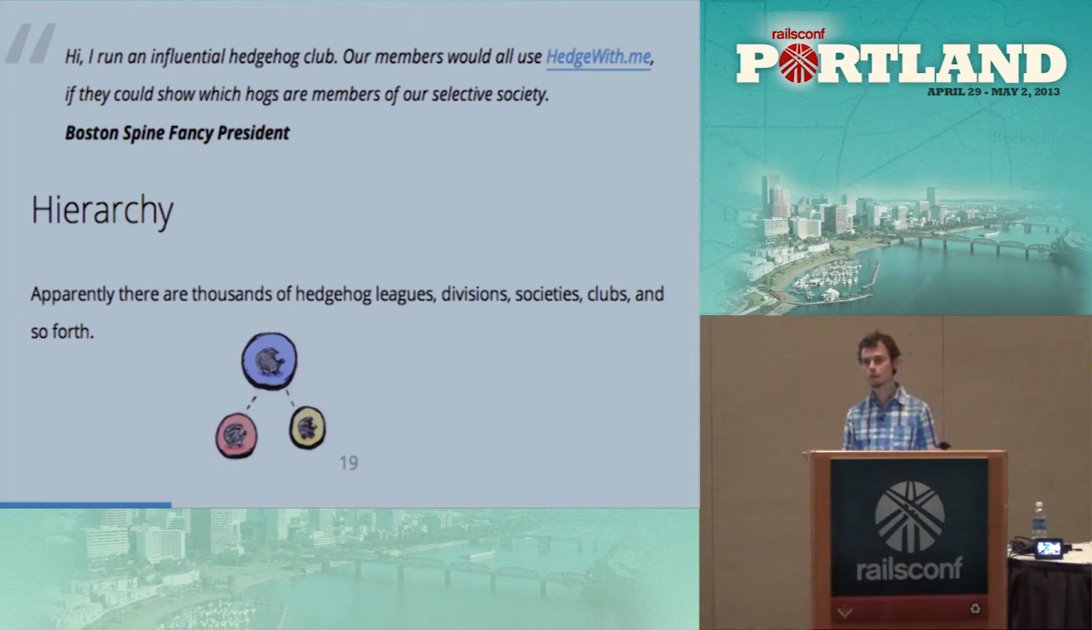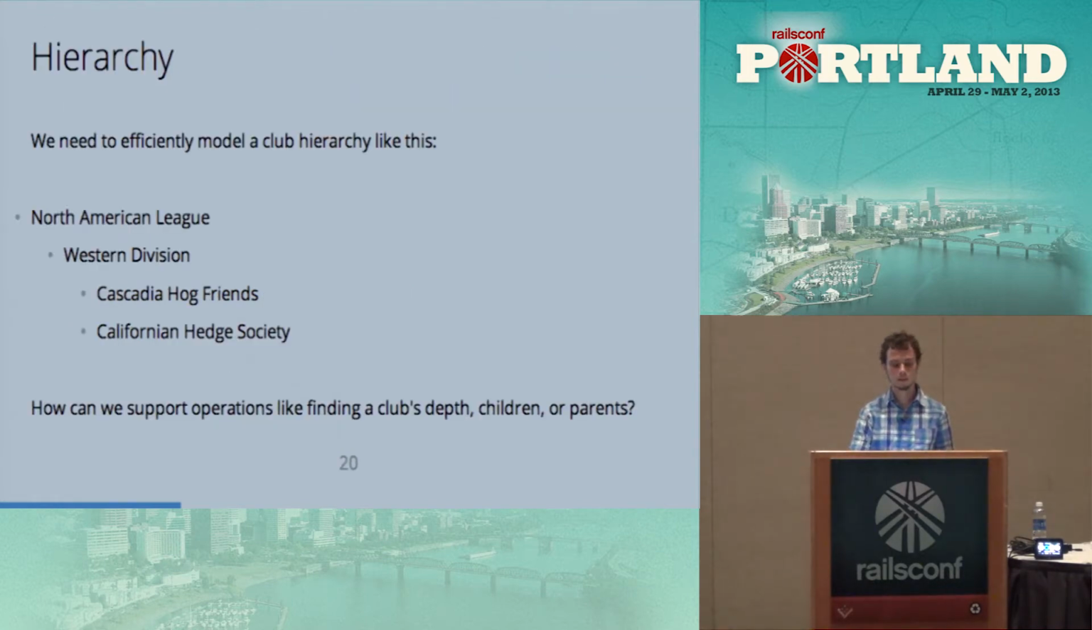Another thing that you might want to do is model hierarchies. I just heard that modeling hierarchies in SQL is hard. I won't argue that it ain't easy, but there are some cool ways of handling this data. Now, apparently, there are thousands of hedgehog leagues, divisions, societies, clubs, you name it, thousands of them, and they follow a strict hierarchy. Our users want to be able to model that. How are we going to do that?